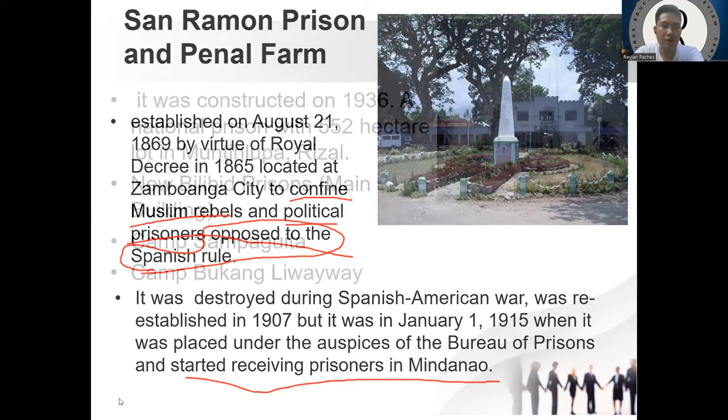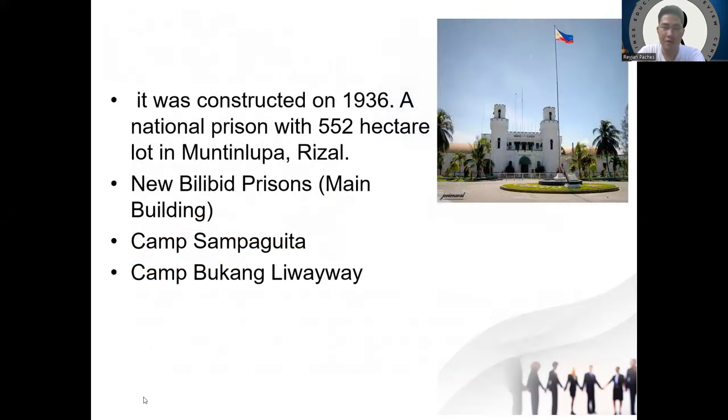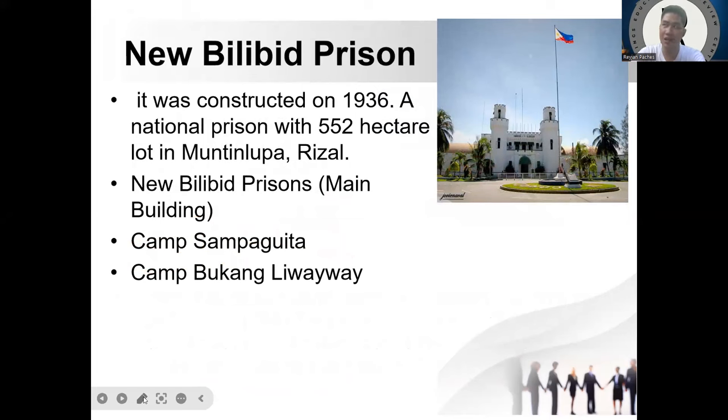Okay, next tayo, next slide. Okay, so meron tayong tinatawag na New Bilibid Prison kasi nga wala na yung Old Bilibid Prison. Ang New Bilibid Prison class, it was constructed in 1936. So a national prison with 552 hectares in Muntinlupa, Rizal. I-summarize niyo ito mamaya, pagbigay ko ng slide na to or yung mga ating review materials mamaya. Then of course, ang New Bilibid Prison class, sa main building, meron tayong Camp Sampaguita and Camp Bukang Liwayway. So meron tayong tinatawag dyan na acronym na dapat ninyong tandaan.